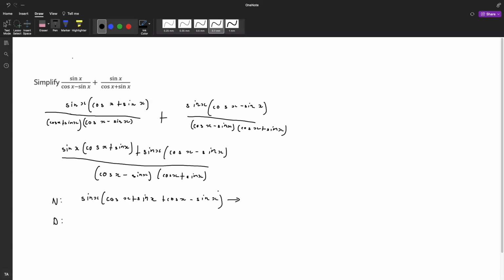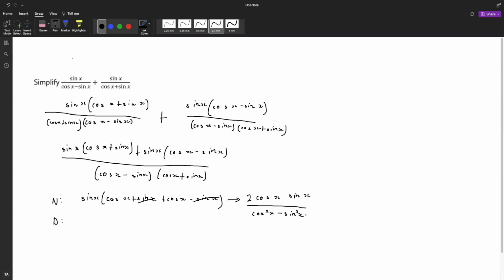The numerator is this. Now cos x plus cos x is equal to 2 cos x, and sine x and minus sine x cancels out. So we're basically left with 2 cos x sine x. Okay, that's the numerator. And then the denominator is just, if we expand this, cos x times cos x is cos squared x. So this is just a difference of 2 squares. So this just becomes cos squared x minus sine squared x.